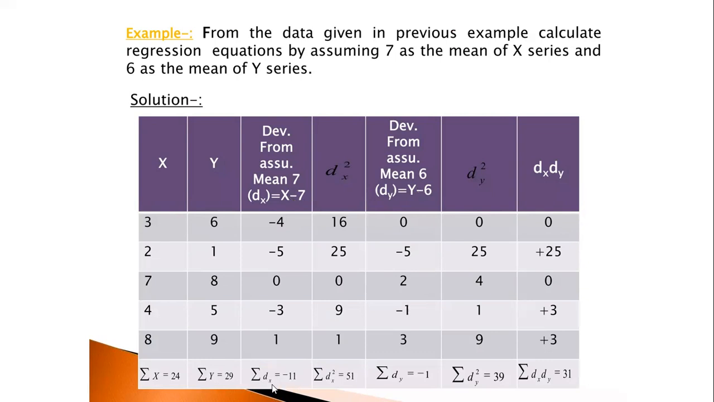Sigma dx, that is the deviation taken from the assumed mean of x, is equal to minus 11. Sigma dy, the deviation taken from the assumed mean of y, is equal to minus 1. Then you also have to calculate sigma dx into dy, sigma dx square and sigma dy square. So sigma dx square is equal to 51, sigma dy square is equal to 39, and sigma dx into dy. These values you have to calculate.